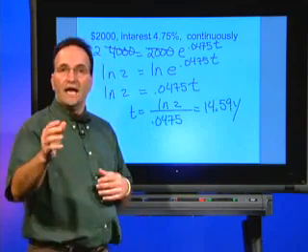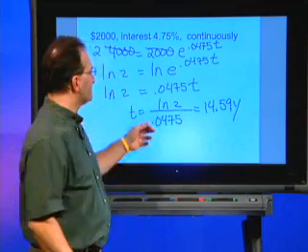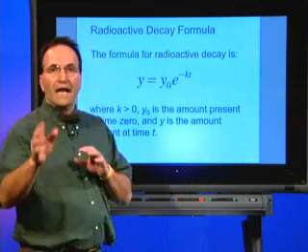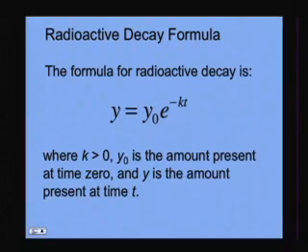Okay, well, let's work another type of example that has to do with radioactive decay. The formula for radioactive decay is y equals y naught e to the minus kt, where k is a positive number, which is why we need the negative sign in this formula. And y naught is the amount present at time 0, and y is the amount present at time t.